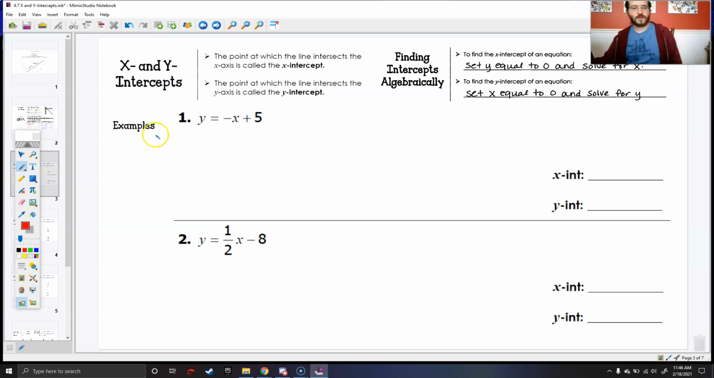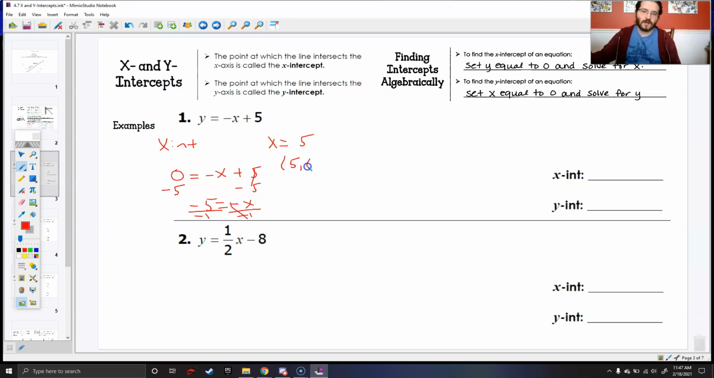All right, let's try another one. All right, so let's do our x-intercept first. All right, so we have 0 equals negative x plus 5. Let's subtract 5 from each side. All right, so we have negative 5 equals negative x, and we just divide by negative 1. And remember, whenever we divide by negative 1, we're just changing the sign. So x is going to equal 5. So we have 5, comma 0.